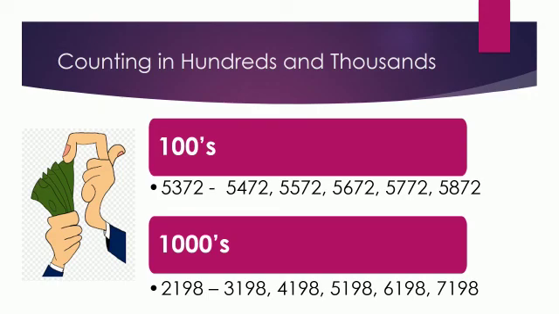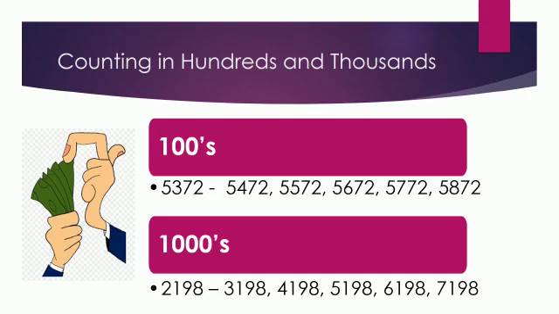So 3 becomes 4. So the number 5372 becomes 5472. Now you add another 1 to the hundreds place. So 4 becomes 5. So it becomes 5572, then 5672, 5772, and 5872. Wow, that's so easy.